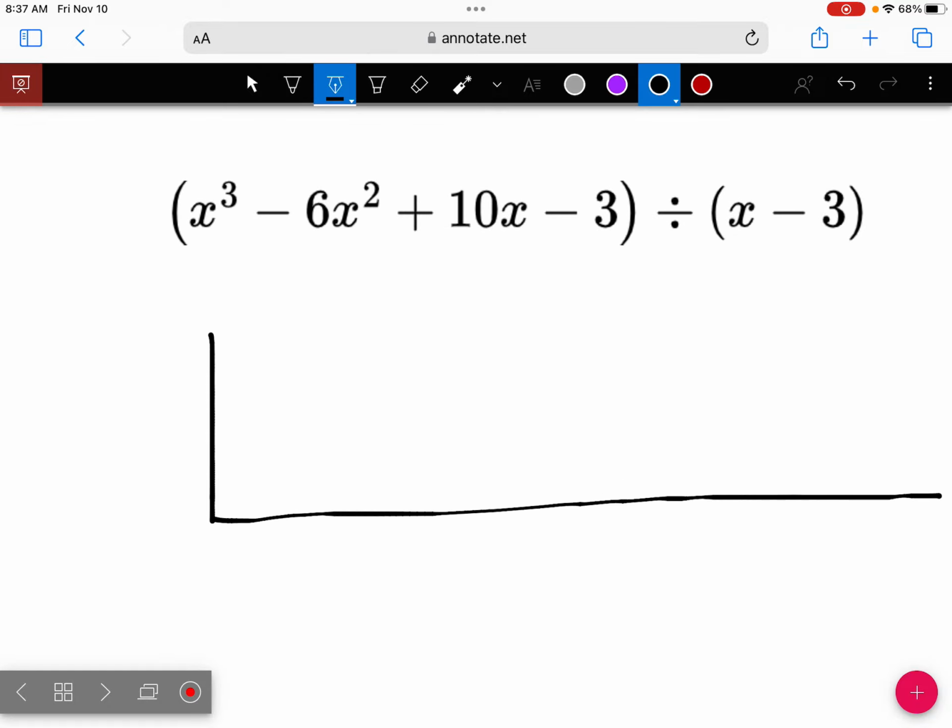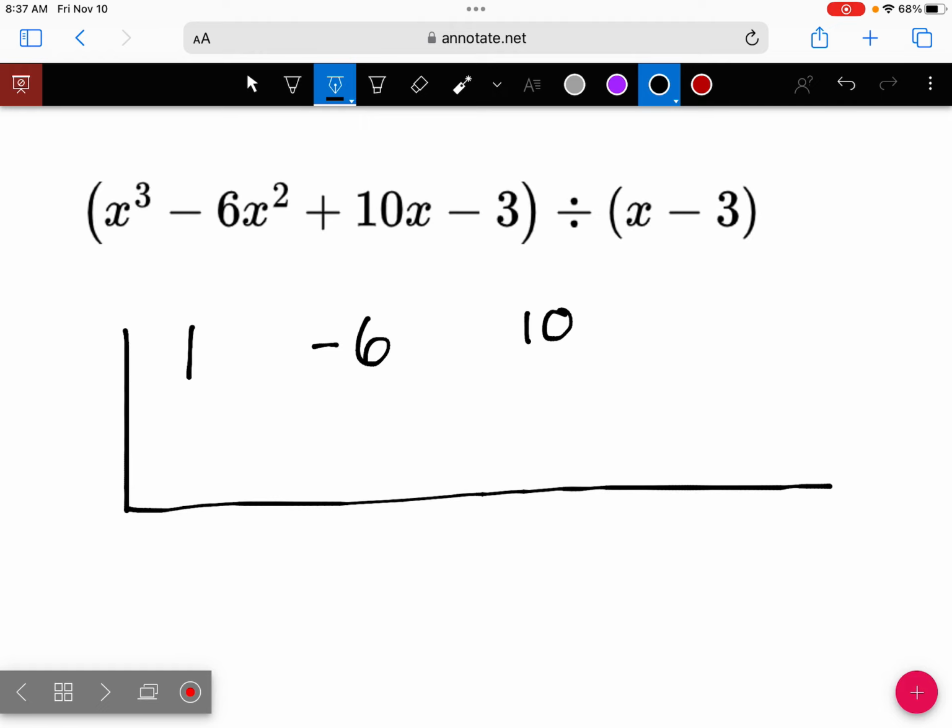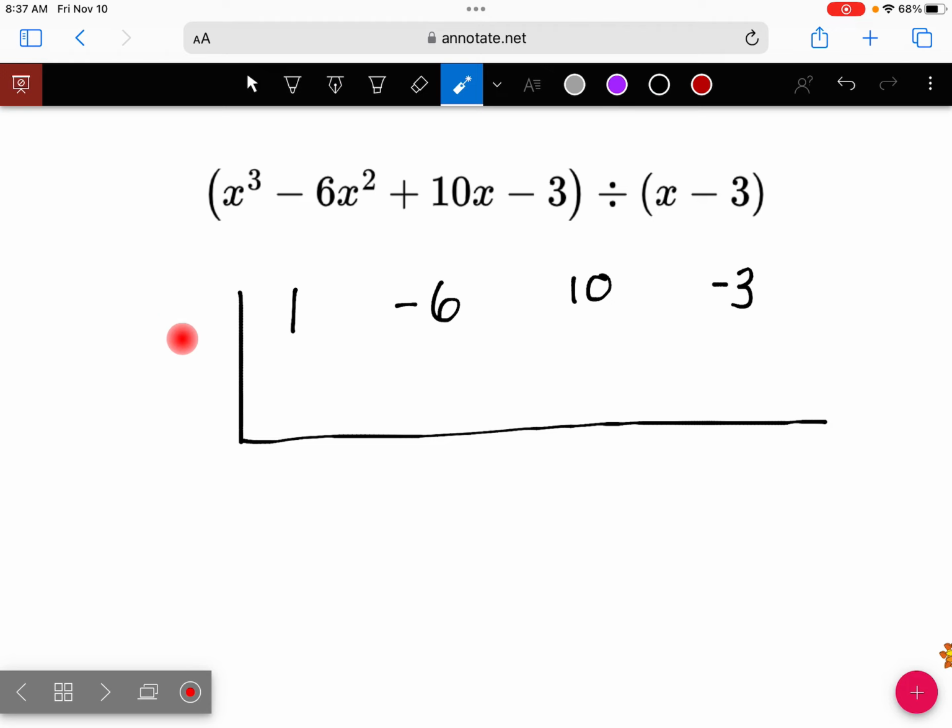All right, so let's take our coefficients across. What is the coefficient on x cubed? 1. What's my coefficient for my x squared? Negative 6. Watch our signs. Those are really important. Coefficient for x? 10. And what's my constant? Negative 3. And what's going to go over here? 3. It's going to be our solution from this one. It's a positive 3 this time.